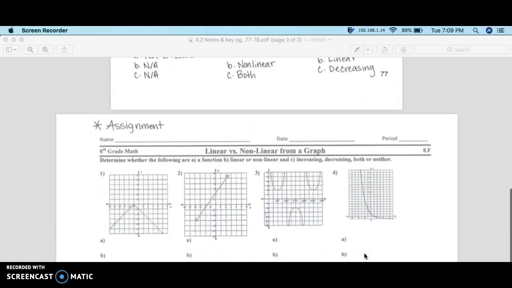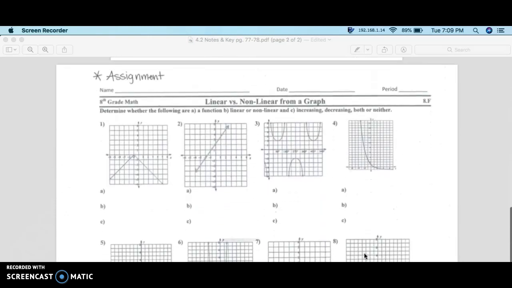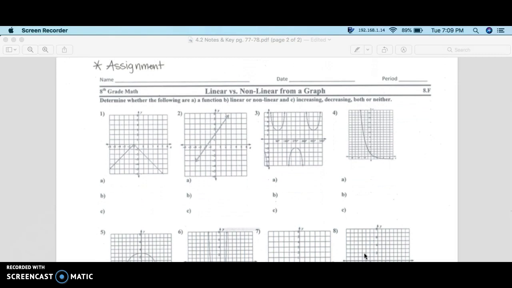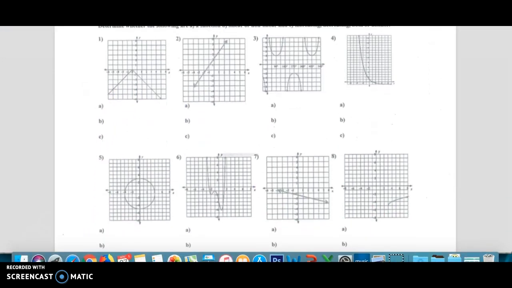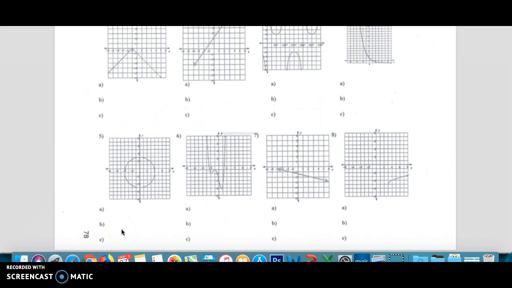So let's take a look at the assignment, and it looks pretty much the same as what the notes say. Determine whether the following are A, a function, B, linear or nonlinear, and C, increasing, decreasing, neither, or both. So as we look at this, you can write down A, B, and C. And we'll look at the bottom part here. We've got a little bit more. So there's 8 problems. Let me know if you have any questions.